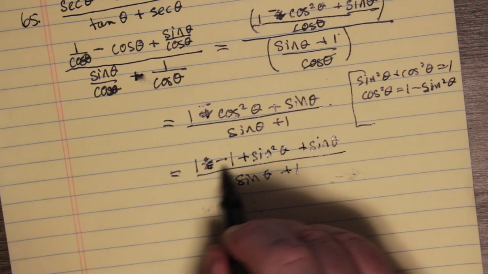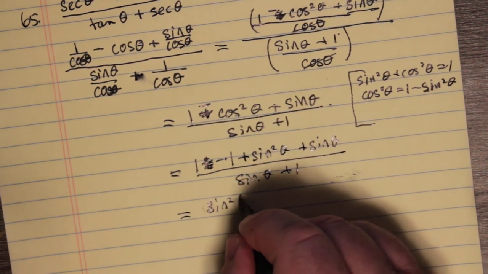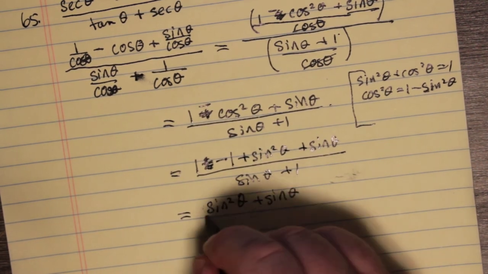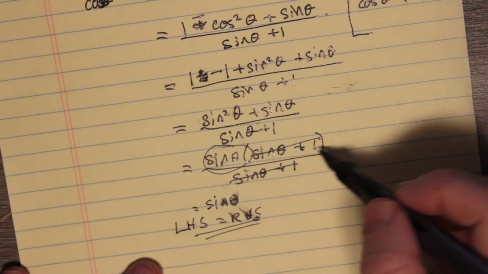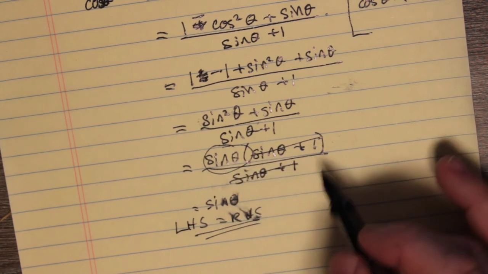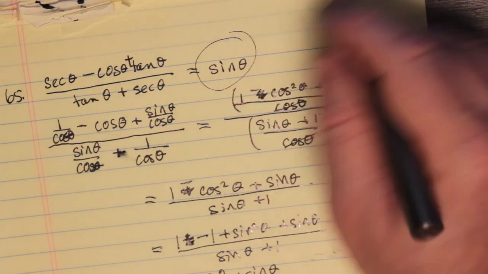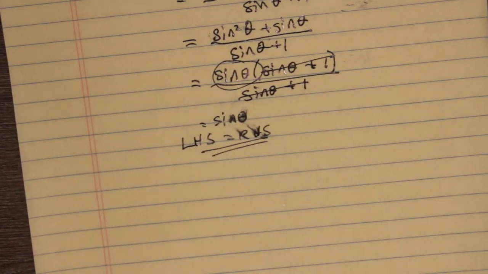Notice we got 1 minus 1 here. They subtract out. So we got sine squared theta plus sine theta over sine theta plus 1. Sine theta plus 1 over sine theta plus 1, they cancel out. You're left with sine theta, and we go back to the original problem. This is what we were trying to prove in the first place. And so left-hand side equals right-hand side.